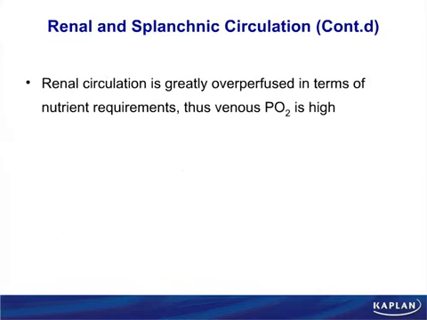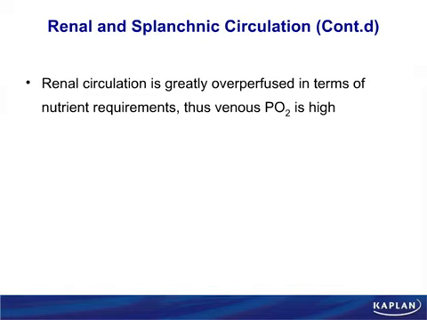Now the kidney, it's overperfused. If you think about it, in terms of its nutrient requirements, it's overperfused. How do we know that? Venous PO2 is high. Think FIC. Flow times extraction. Oxygen consumption is flow times extraction. You have a very high venous PO2, it's telling us, well, you're not extracting a lot of oxygen, so you must be getting a lot of delivery. You must be getting a lot of flow.